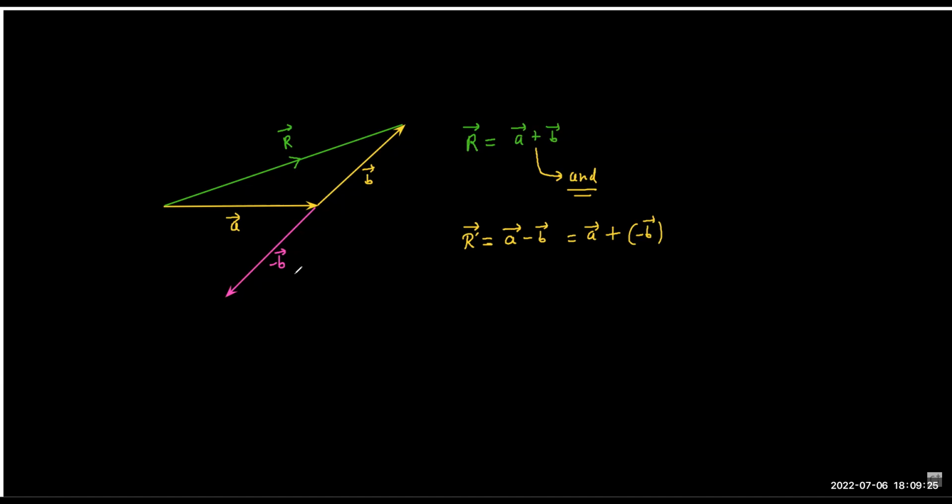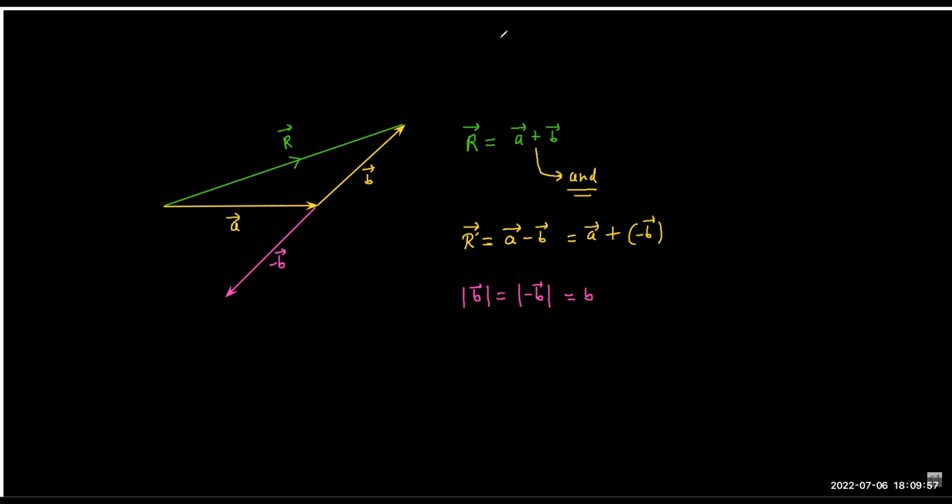What about the length? It stays the same. Which means, can we say that mod of B vector is the same as mod of minus B vector? Of course, we can say this because lengthwise they are equal. So whether you write modulus for B or modulus for minus B, it turns out to be the same length. Let's call it B.